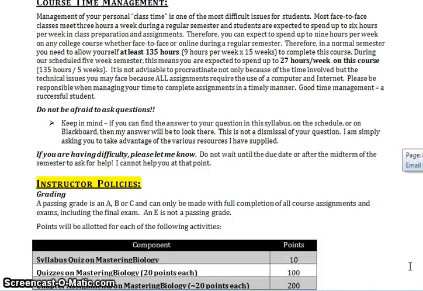Okay, course time management. So this is an all online course and it's a shortened semester. The general rule of thumb is for every 2 hours you're supposed to spend in class, you should be spending twice as much on homework, which can mean up to 35 hours total for a 3-credit class. If you were to do that full time, you would be spending 27 hours a week on this course.